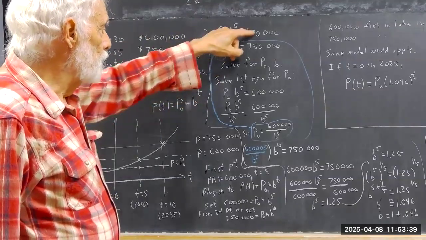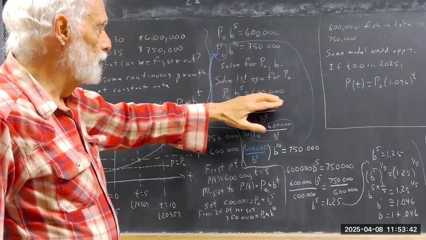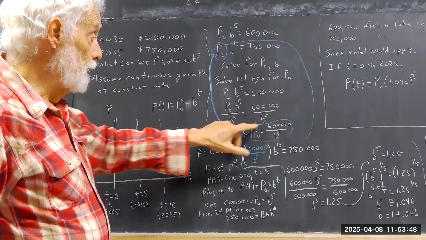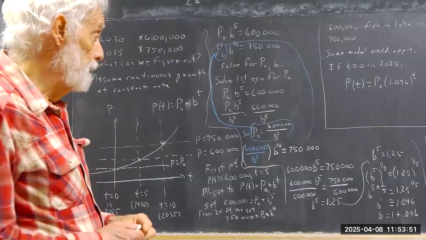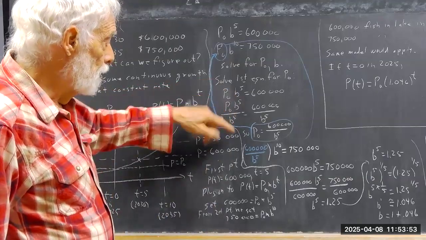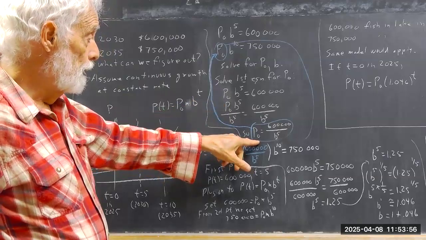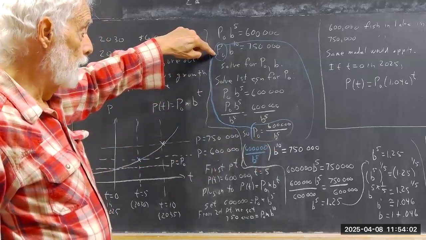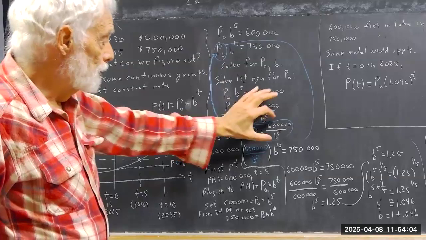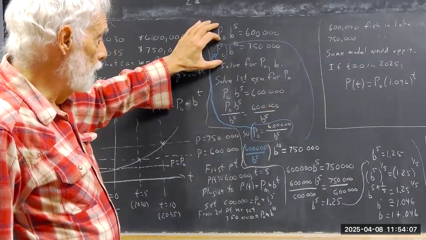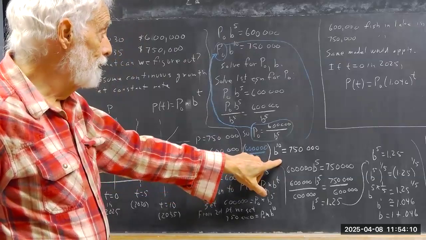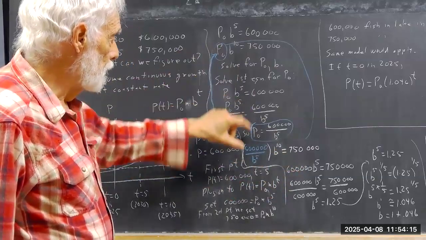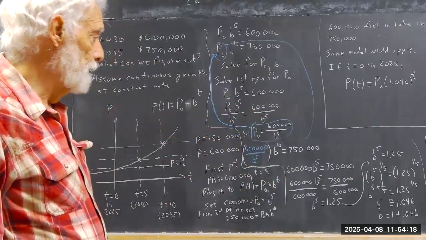So the first equation is P naught b to the 5th equals 600,000. How are you going to solve that? You're going to divide both sides by b to the 5th. Then b to the 5th over b to the 5th is 1. That just leaves you P naught equals 600,000 over b to the 5th. And then we plug that in for P naught here. So this 600,000 over b to the 5th is going to go here, and the equation is going to look like this. Here's our b to the 10th, here's our 750,000, and our P naught has been replaced by this.